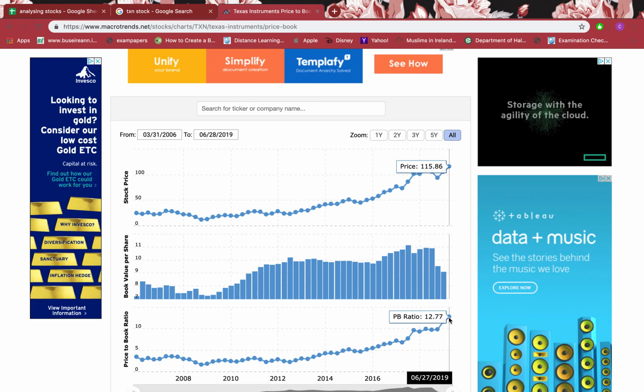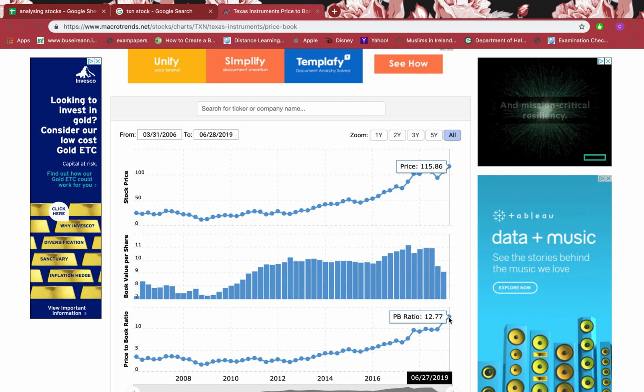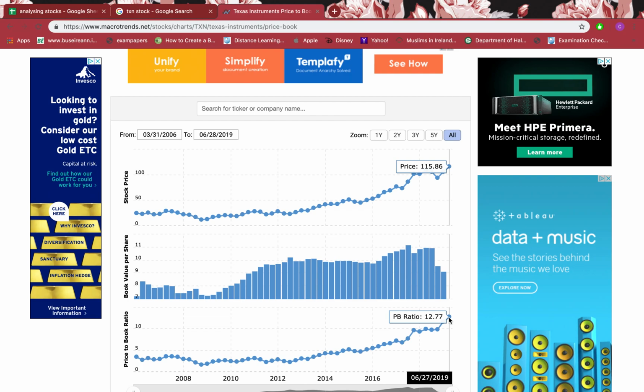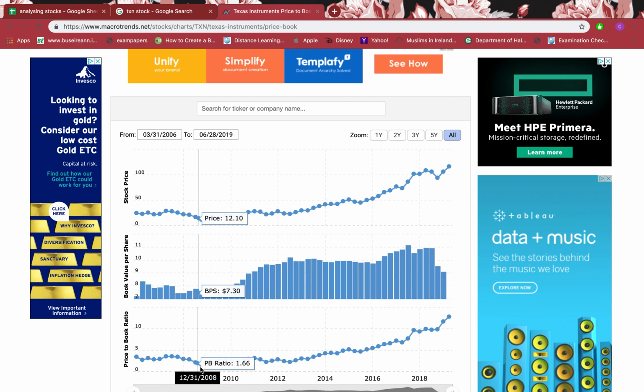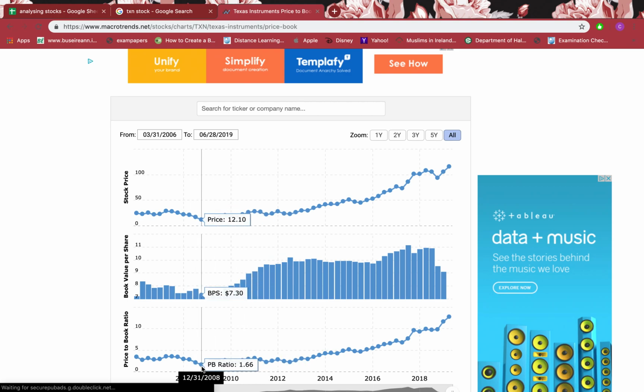Okay, it's 27th June, it's 12.77, which is not good, because it means that the book value, or the real value of the stock, is much lower than the stock price, which means that you're paying 12 times or nearly 13 times more than the price you should be paying for the stock. You're buying a very expensive stock, 12 times more than what it should be. In December 2018, it's 9.86 times more. In 2017, it's 6.81 times more. In 2013, it's 3.84 times more. The lowest is 1.66 times in 2008.